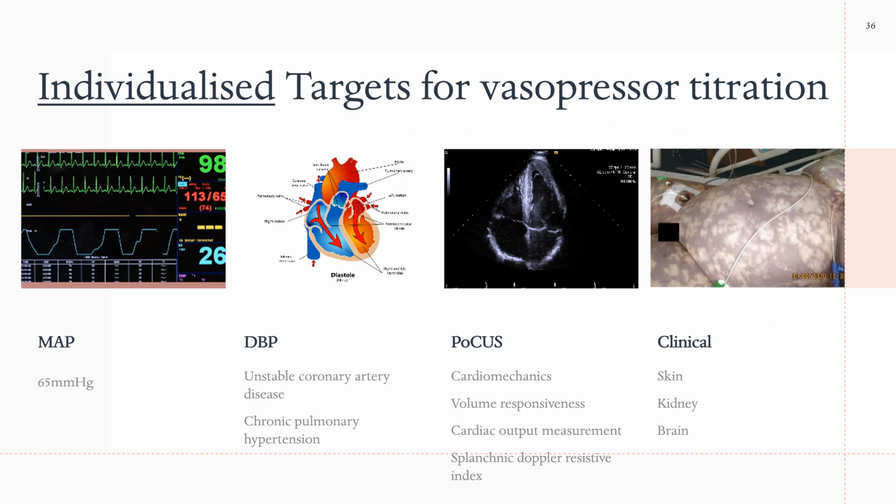You can measure the cardiac output. I'll show you a slide just now. And then the splanchnic Doppler resistive index. Let's move in now.